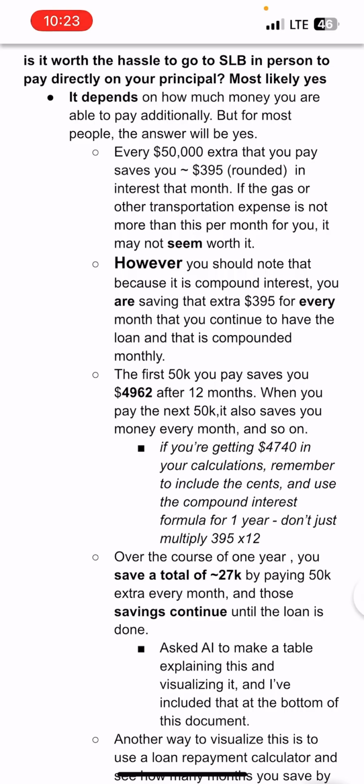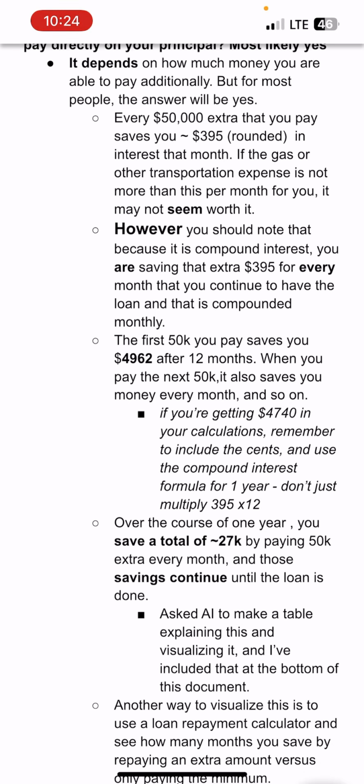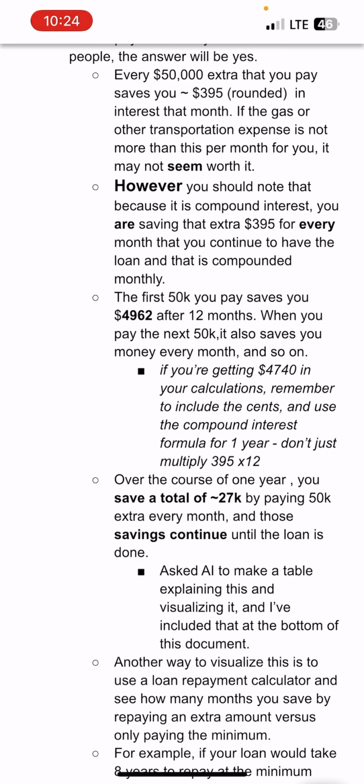So every $50,000 extra that you pay, regardless of how much your principal is, that is $50,000 that you're not paying the 9.5% interest per month on. So every month you're saving about $395 on that. And when you save it the first month, you're not getting compound interest on the interest the next month, and the month after that, and it continues. So in the course of 1 year, you actually save $4,962 from making a one-time payment of $50,000.